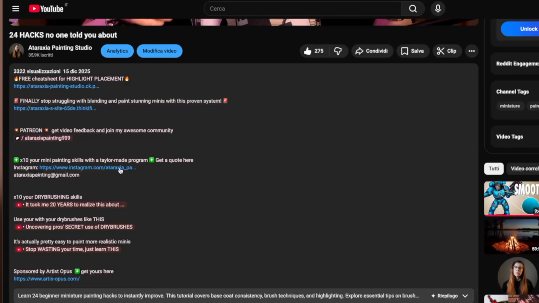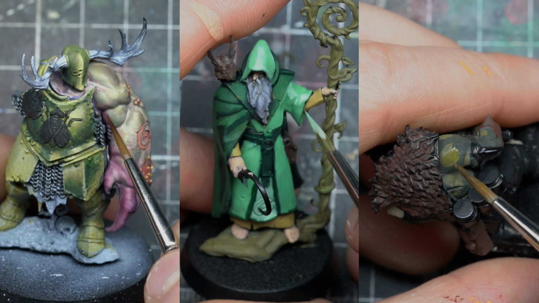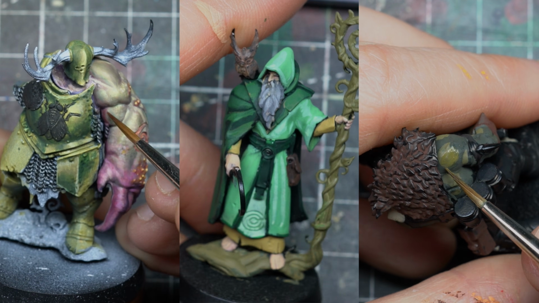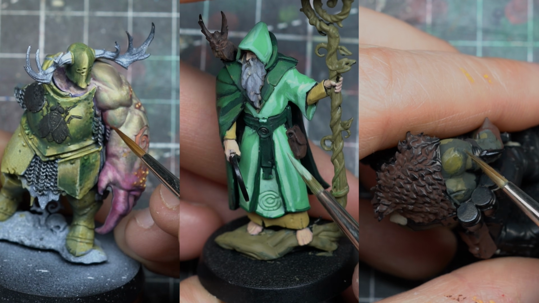I have a list of free resources you can download in the description that should help you understand consistency and other stuff. Also, you can use it to build up and blend shadows, highlights, and middle tones. And lastly, all this will make you blend faster and easier.